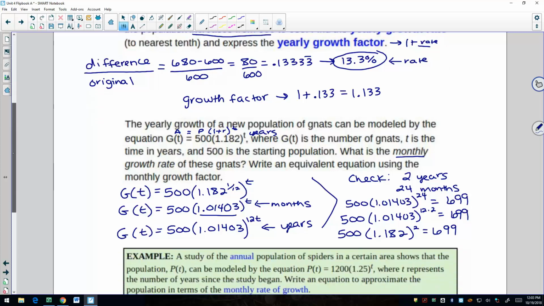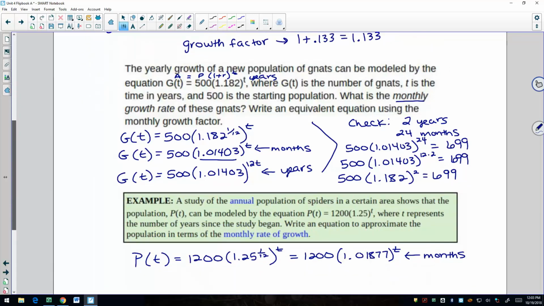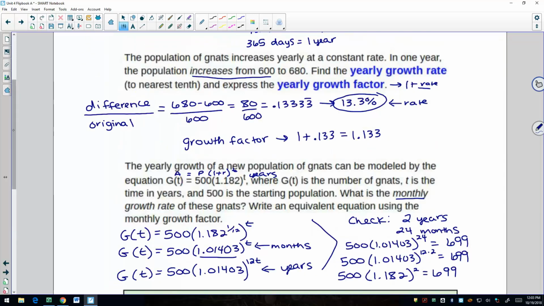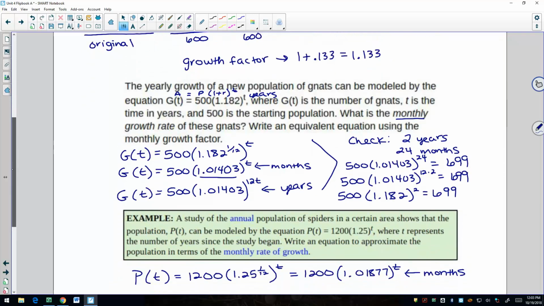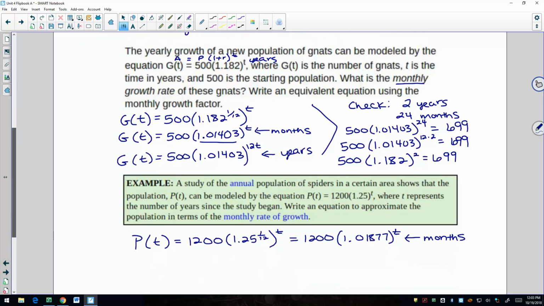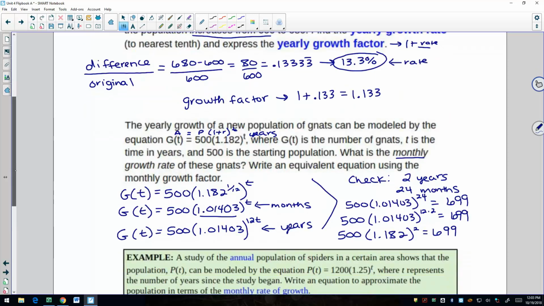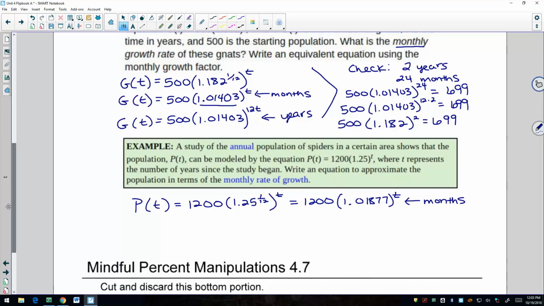Then the other thing you need to take away is if they give you an equation and it's in years, to convert it to months, you just raise the growth factor to the 1/12th power, and then just type this part into your calculator to simplify what that is. And just be conscious of if you're working in months or years. And that is the end of lesson 4.7.